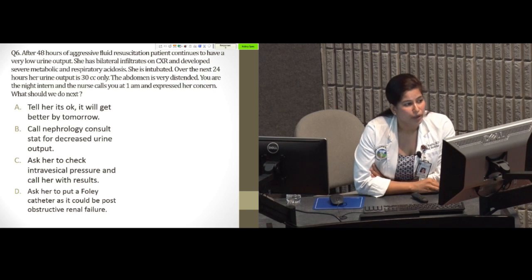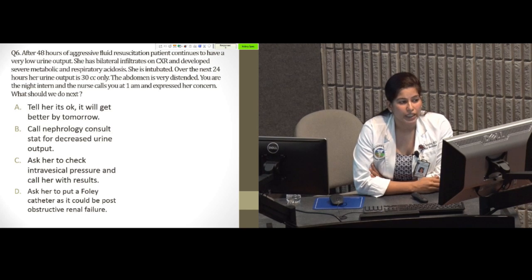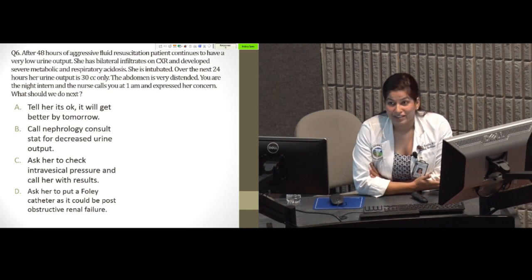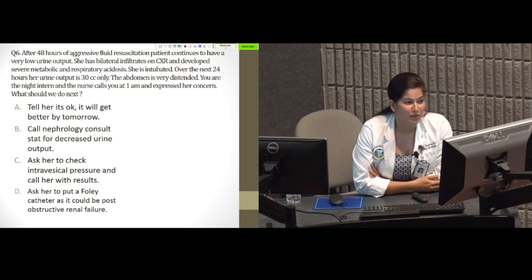Over the next 24 hours, her urine output is only 30 cc. The abdomen is very distended. And same, we are like a poor intern at 1 a.m. and the nurse calls you in the middle of the night and expresses her concern. So what will you say? You can say it's okay, it'll get better by tomorrow. Tell her call nephrology, consult stat because probably patient is having renal failure and decreased urine output.